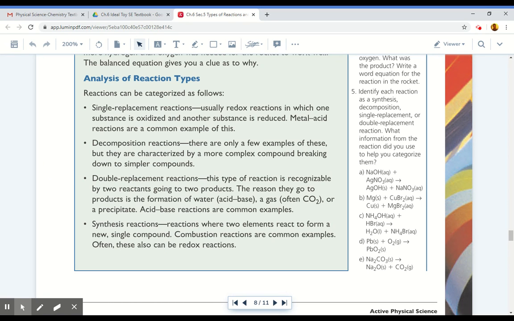Double replacement reactions. This type of reaction is recognizable by two reactants going to two products. The reason they go to products is the formation of water, acid-base, a gas, often carbon dioxide, or a precipitate. Acid-base reactions are common examples. Synthesis reactions. Reactions where two elements react to form a new single compound. Combustion reactions are common examples. Often these also can be redox reactions.